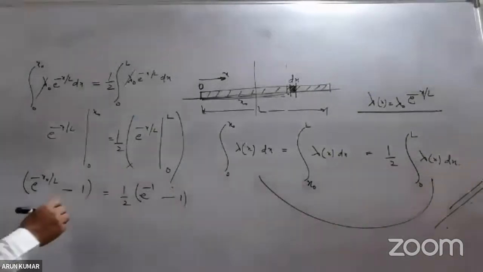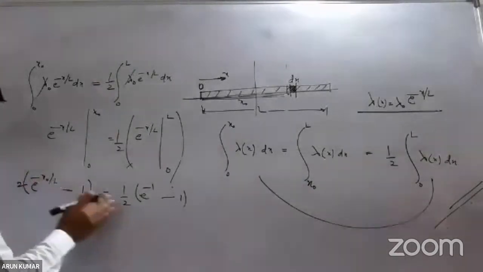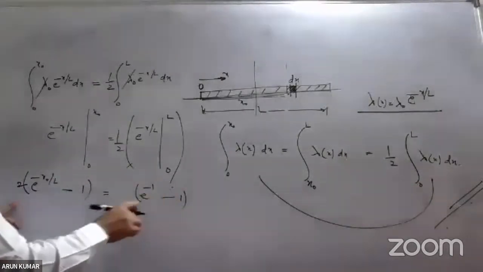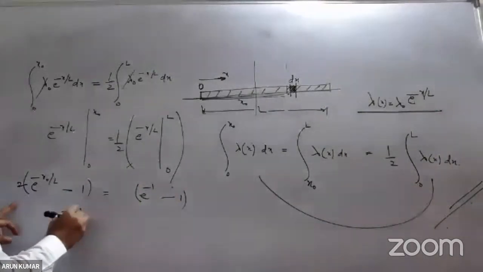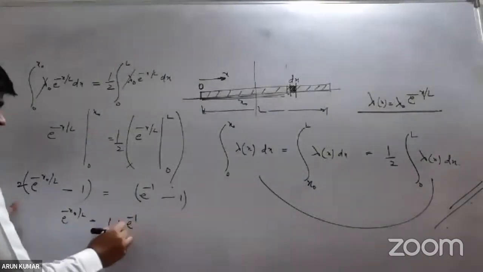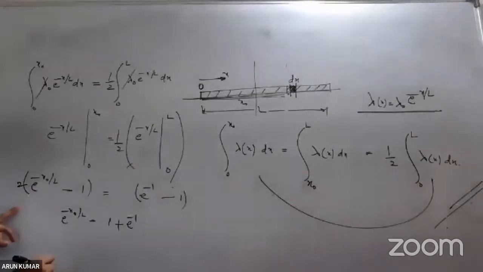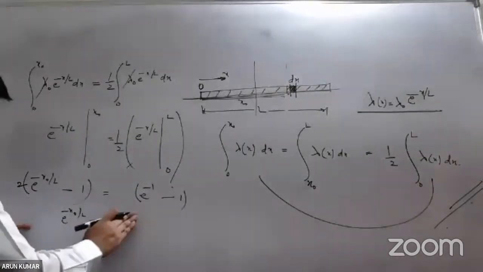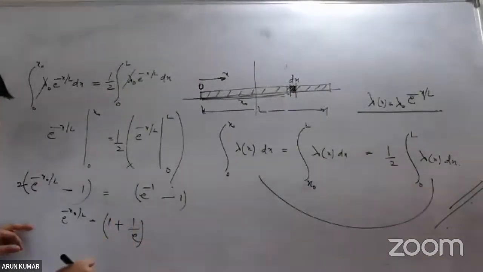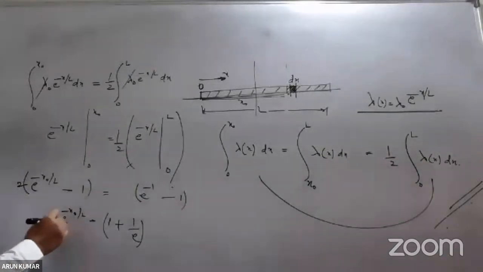Okay, now go ahead. This is 2 minus 2 minus 1. 2 goes over there plus 1. So e power minus x naught by L is equal to 1 plus e power minus 1. So this is nothing but 1 by 1 plus e, 1 plus 1 by e. This is into 2.